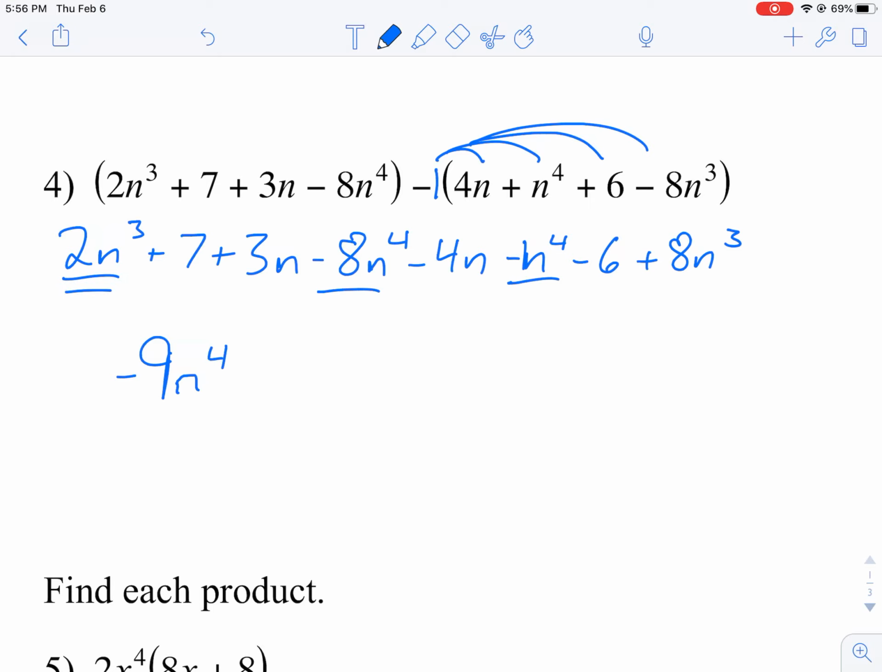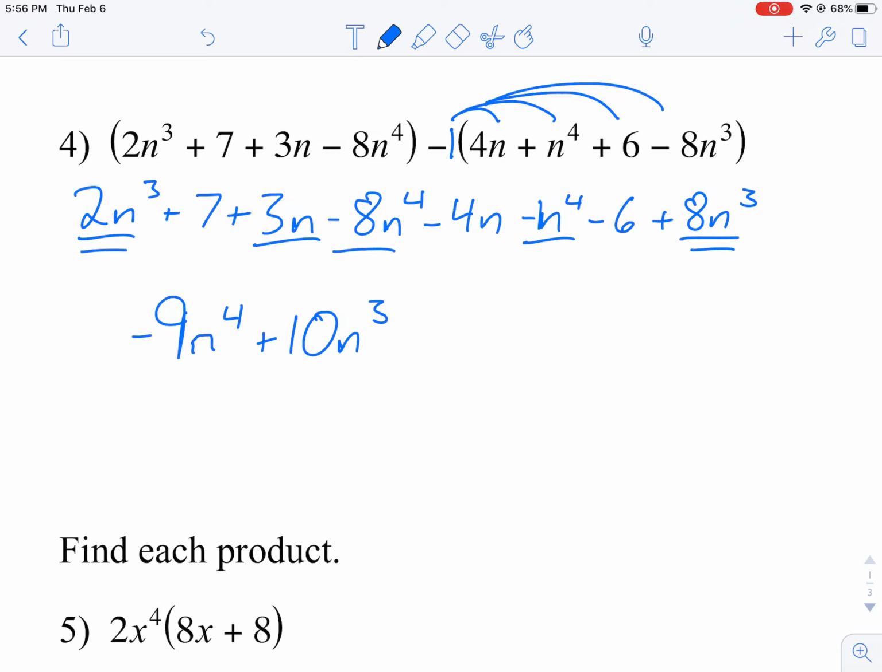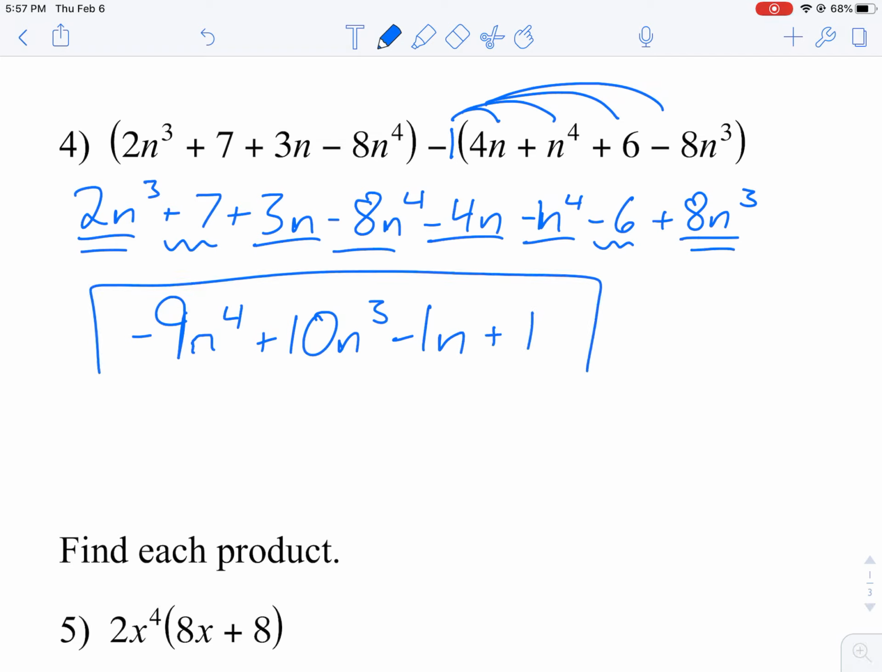Next, I've got some n to the third. So 2n to the third plus 8n to the third gives me positive 10n to the third. Next highest exponent is the 3n here with the negative 4n, so that gives me negative 1n. And then my numbers, 7 and negative 6, plus 1. So that would be simplifying our expressions here.